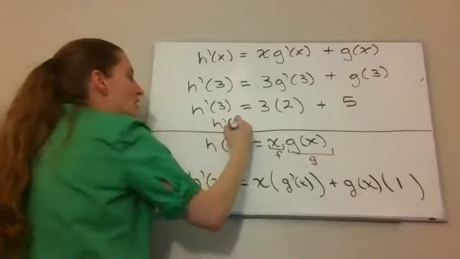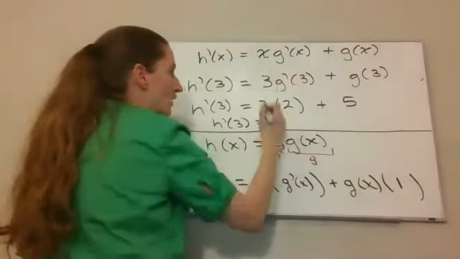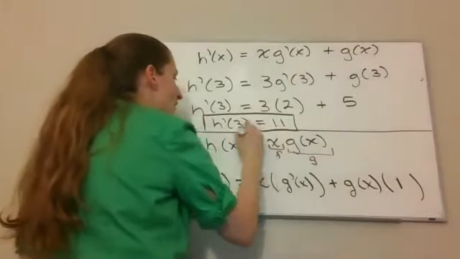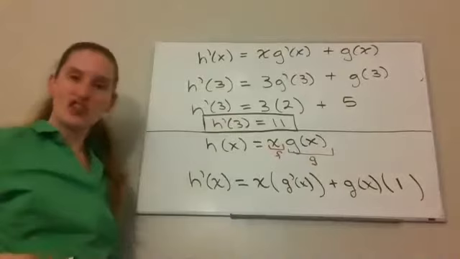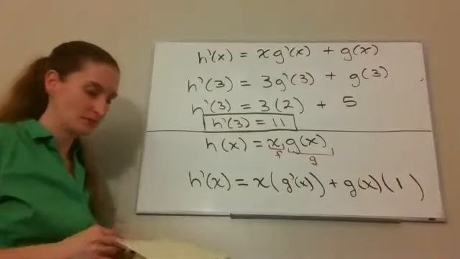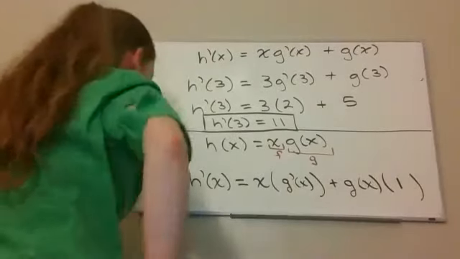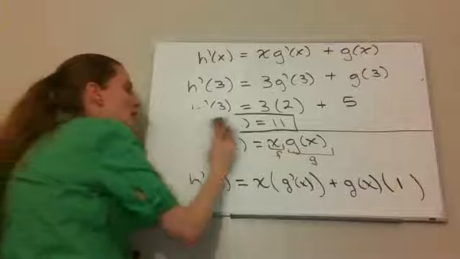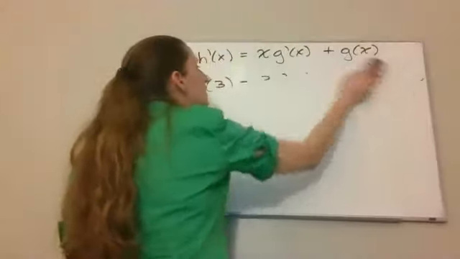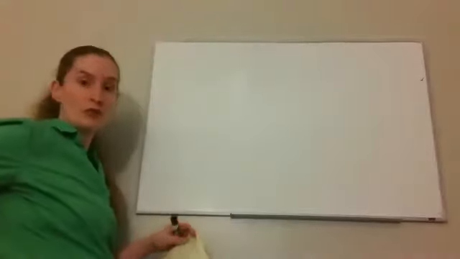And so when I just do the arithmetic that's left, I get 3 times 2 is 6, plus 5 is 11. So even though I don't really know what the function h is, I know its derivative at 3 is equal to 11. All right, so that was our second product rule example. And now we need to learn our quotient rule.